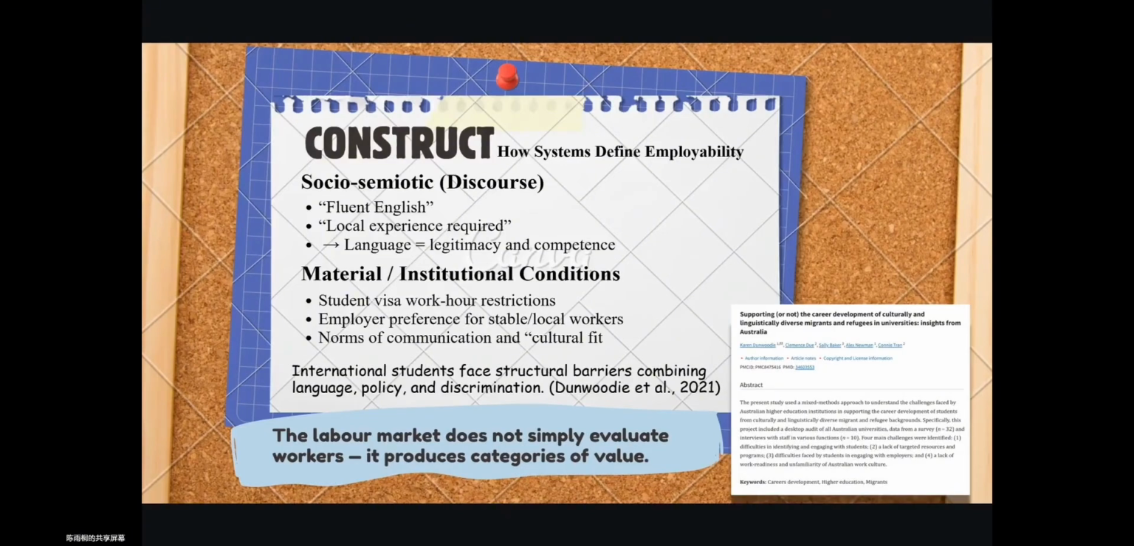These factors often overlap to create structural barriers. So what we see here is that the labor market does not simply evaluate workers. It produces categories of value, determining who is employable and who is marginalized. And once these categories are established, they shape how opportunities are distributed in practice. So next, we'll look at how these processes operate through different hiring pathways.